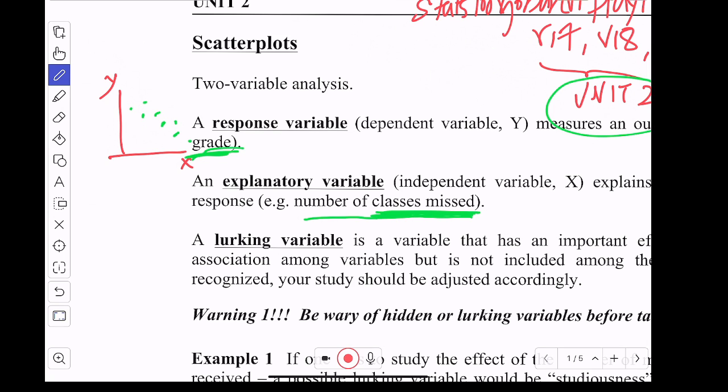So is it missing the classes that causes the grade to go down? That's what I want to discuss right now. Well, it could be, but it also could be something else. It could be the case that a person misses classes because they're otherwise occupied. They have other jobs that they're employed in. They have a family, they have family responsibilities. They just don't make it to class.